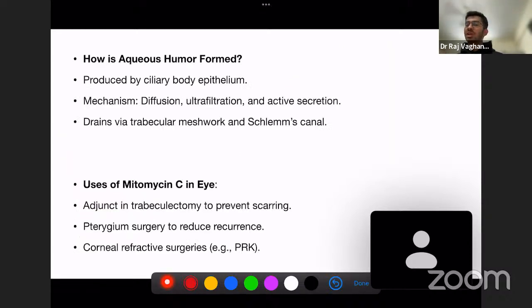Now these are two again short questions which you can get in your exams: how is aqueous humor formed, and what are the uses of mitomycin C in our eyes. So how is aqueous humor formed? It is produced by the ciliary body epithelium.